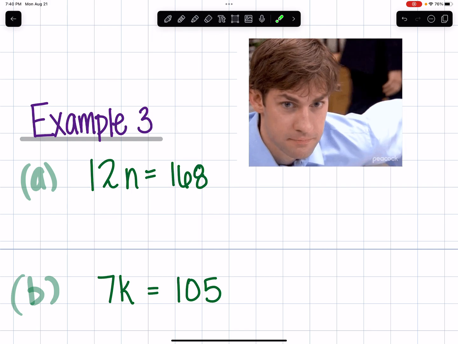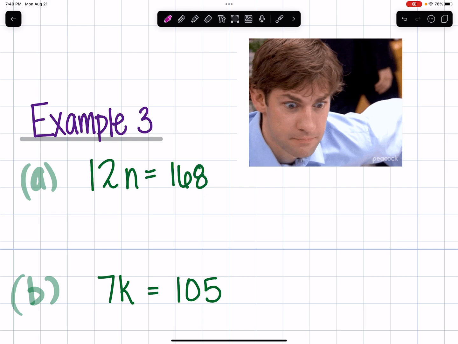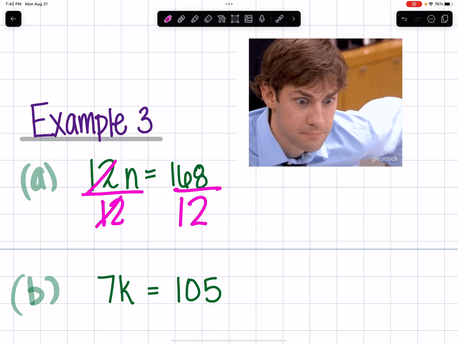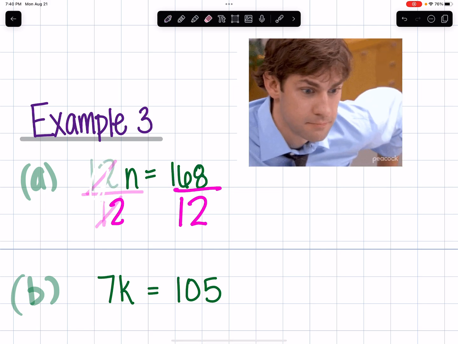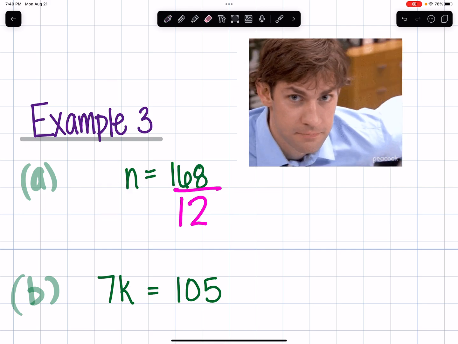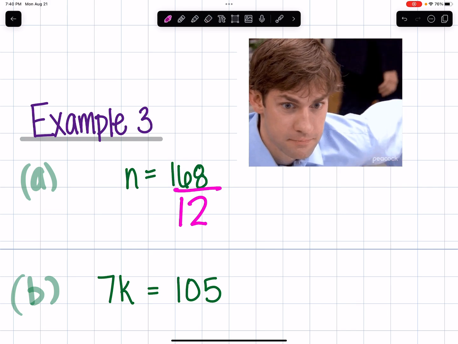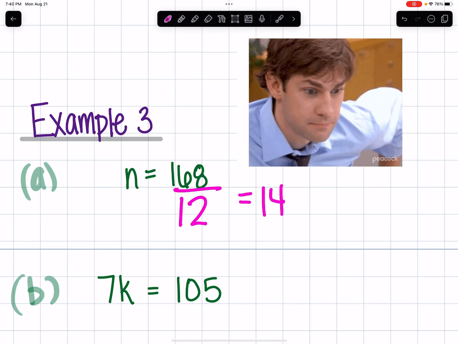12 times n is equal to 168. I'm going to divide both sides by 12. Those 12s cancel out. Now I have n is equal to 168 divided by 12. All you have to do is do the math on that, and you will get an answer of 14.